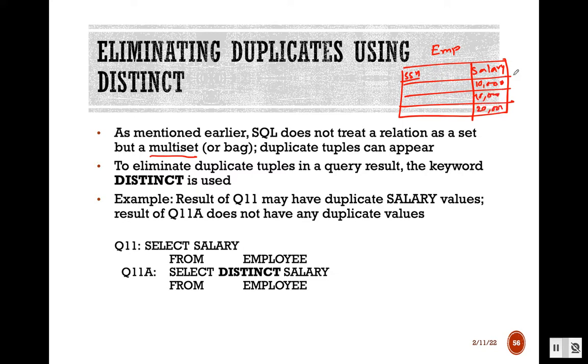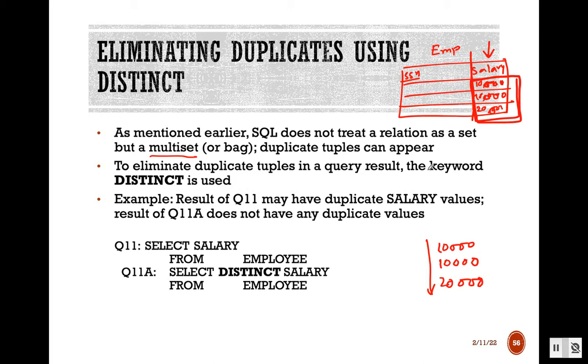10,000, 20,000, like that. Now if I run a query like select salary from employee, this is going to fetch all the records from the employee table, only for that attribute. So the result will look like 10,000, 10,000, 20,000. If it's an integer, there will not be any comma in the value. So if the result has duplicate values, all the values are going to be there.